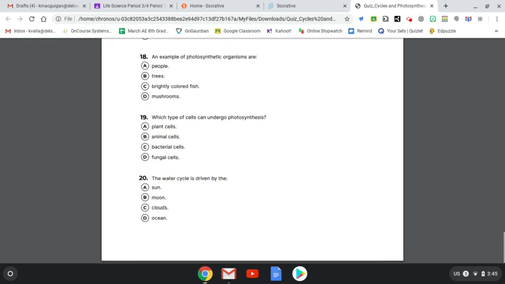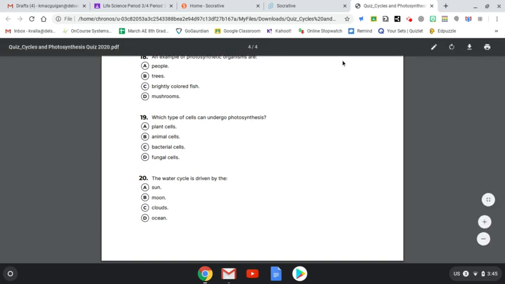And then last question for today. Number 20, the water cycle is driven by the blank. Is it A, sun, B, moon, C, clouds, or D, ocean?